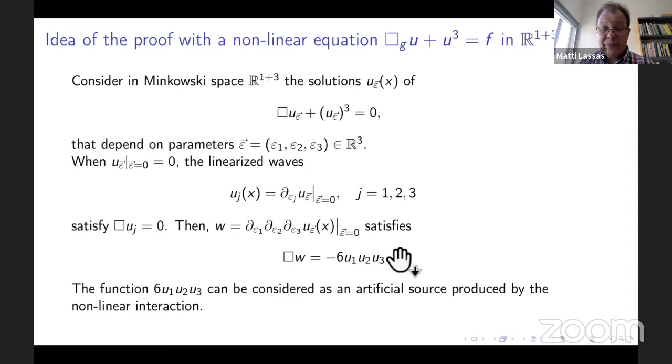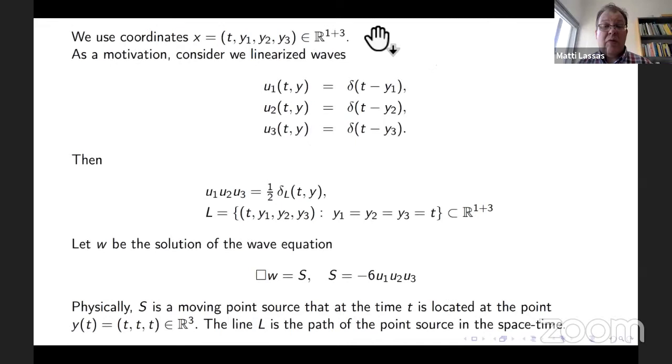So how does this look? Let us consider an example. In this example, now I use the coordinates. We have t for time, and then y1, y2, y3, the three space variables. Even though this nonlinear equation cannot be studied with delta waves, let us anyway consider just linearized waves that are delta waves. So I have here the Dirac delta distribution evaluated at t minus y1. So this is a plane wave that is supported on a plane in spacetime. And these other waves are similar. When I multiply them together, then I get the delta distribution on the intersection of three planes, and the intersection of three planes is a line.